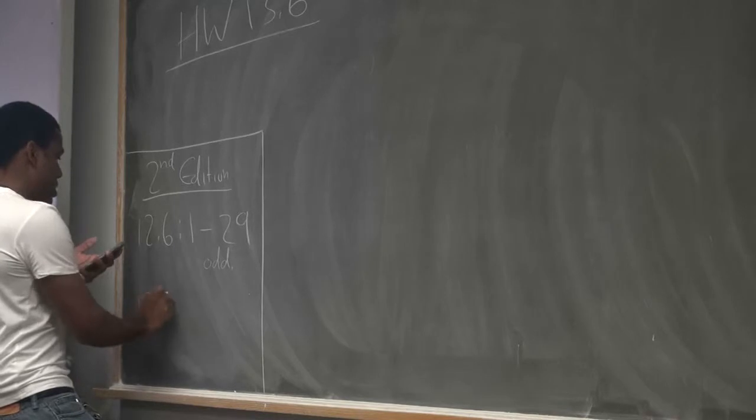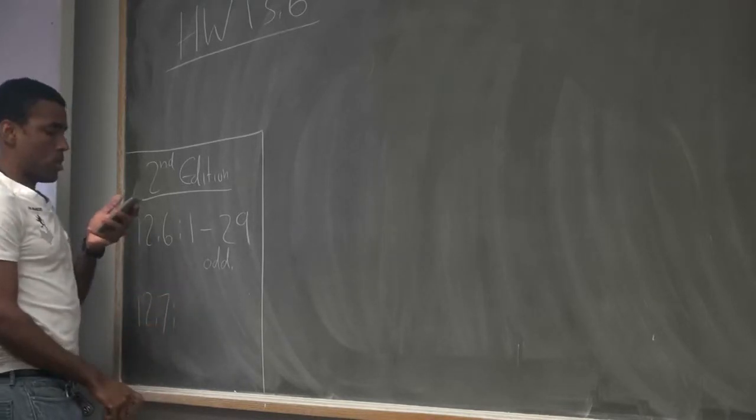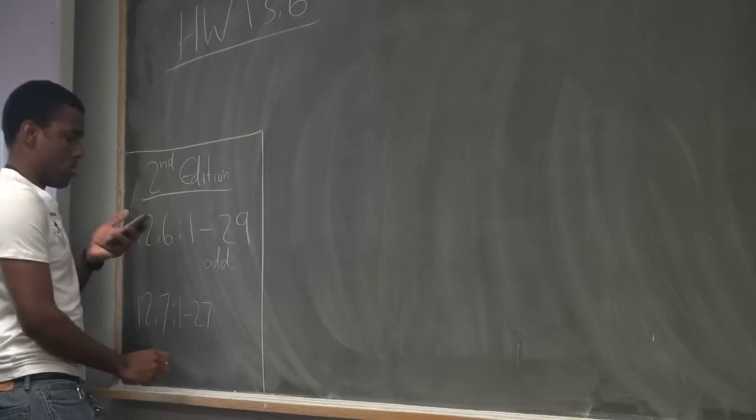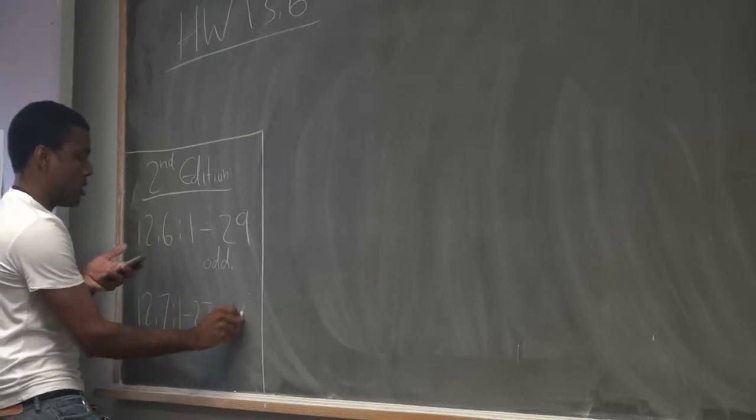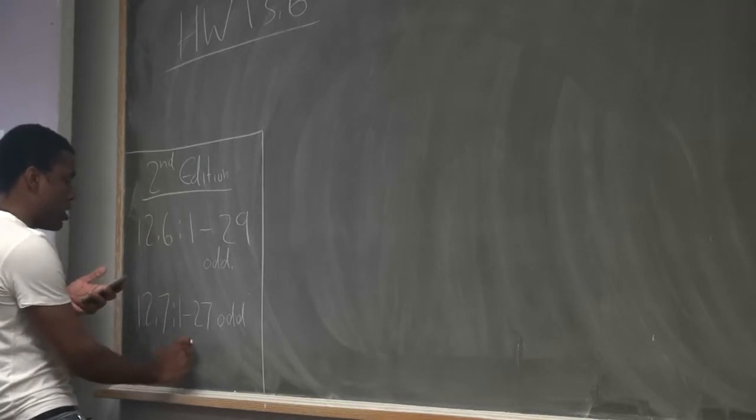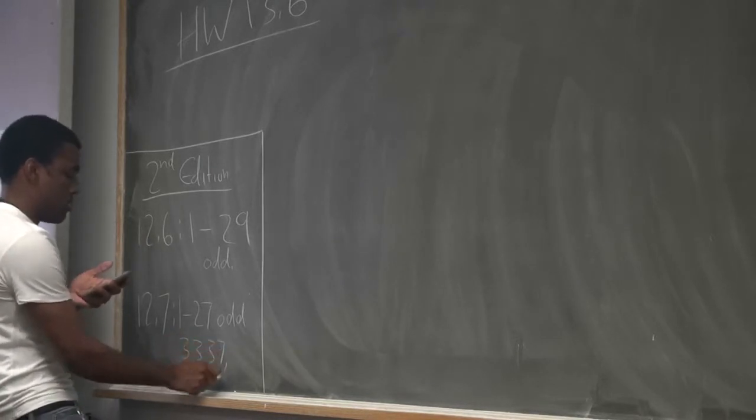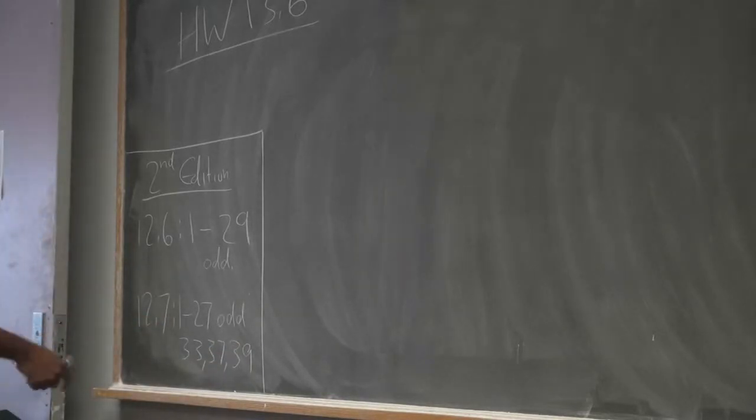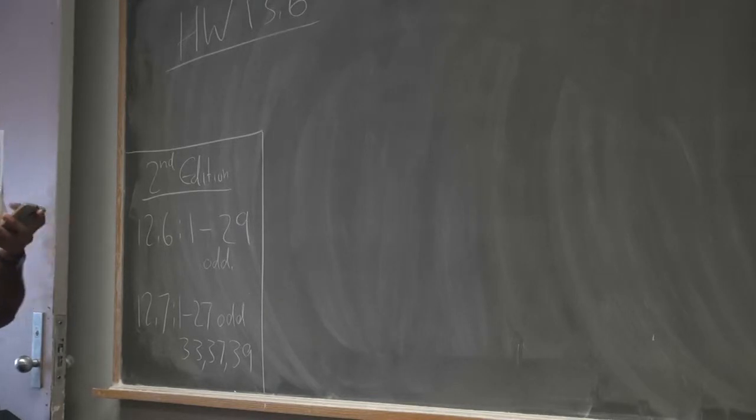And for 12.7, which is the homework we're going to get today, it's 1 to 27 odd, and then do 33, 37, 39. Only for a second edition. If you're using the first edition, just go by what's in the syllabus. So we don't have to do 31 and 35? Not if you're in second edition. So if you want to do more work, do a second edition.